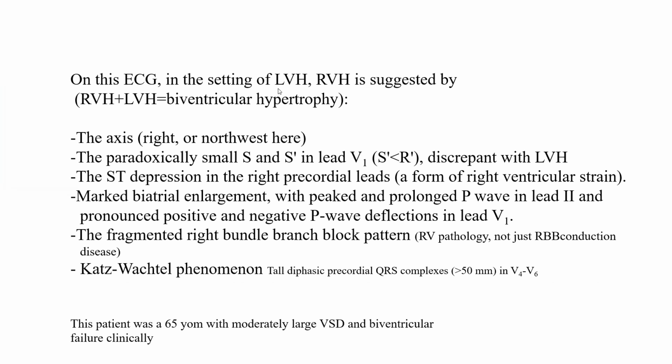So on this EKG, in the setting of LVH, RVH, and therefore biventricular hypertrophy is suggested by the axis, whether right or in this case northwest axis, the paradoxically small S and S prime in lead V1 discrepant with LVH, the ST depression in the right precordial leads, a form of right ventricular strain, marked by atrial enlargement, the fragmented right bundle branch block pattern, which indicates right heart pathology, and the Katz-Wachtel phenomenon, those tall biphasic precordial QRS complexes in V4, V6. This patient had a moderately large VSD with biventricular failure clinically and biventricular enlargement on echo.